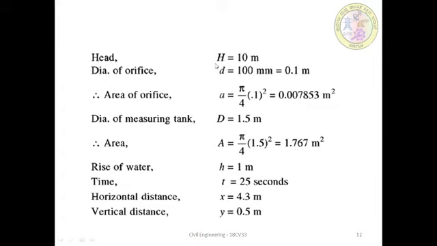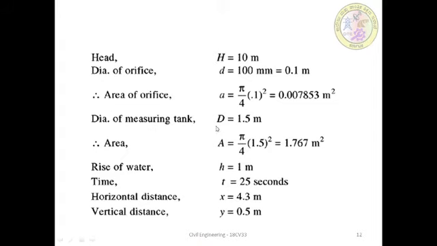Let us see. As usual, the given data is to be maintained in the same unit. Here the head of the water, H, is 10 meter, whereas the diameter is in terms of mm. So we have to convert the diameter of the orifice into meter, that is 0.1 meter. Now the cross-sectional area of the orifice, pi d square by 4, works out to 0.007853 meter square.